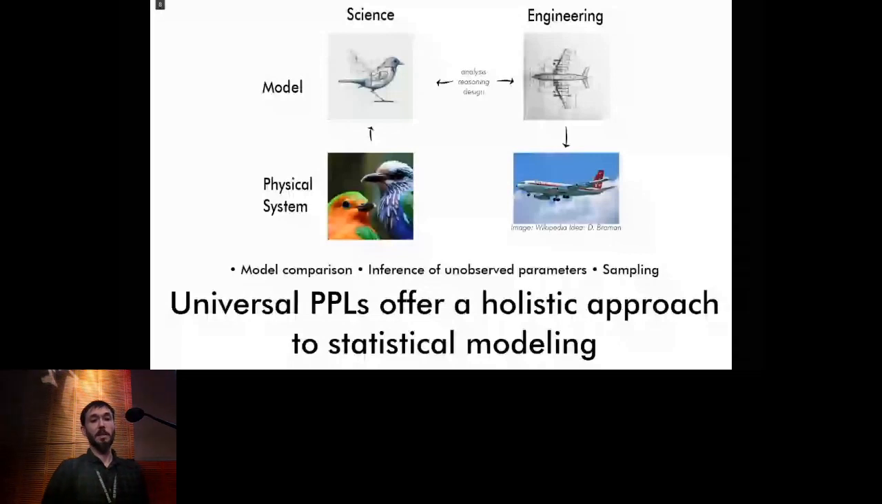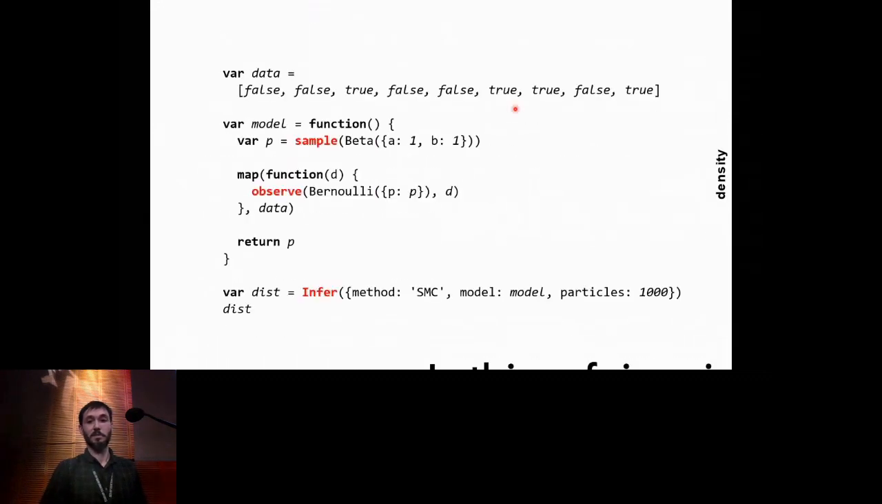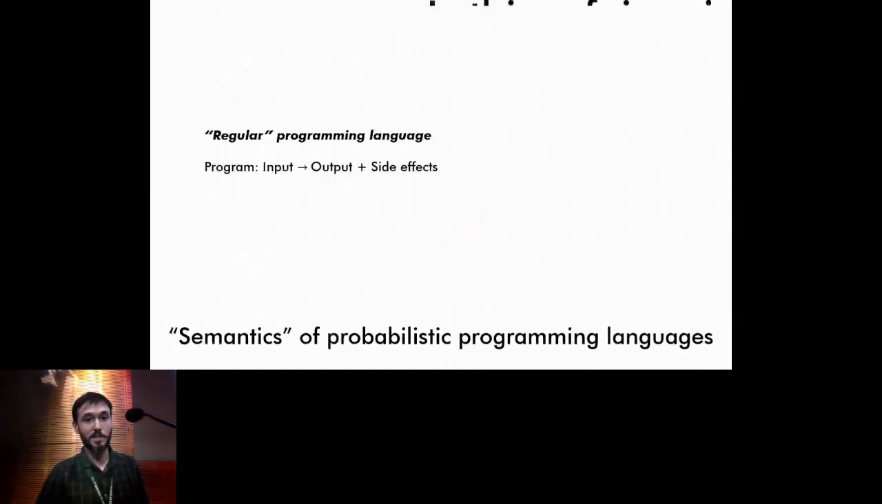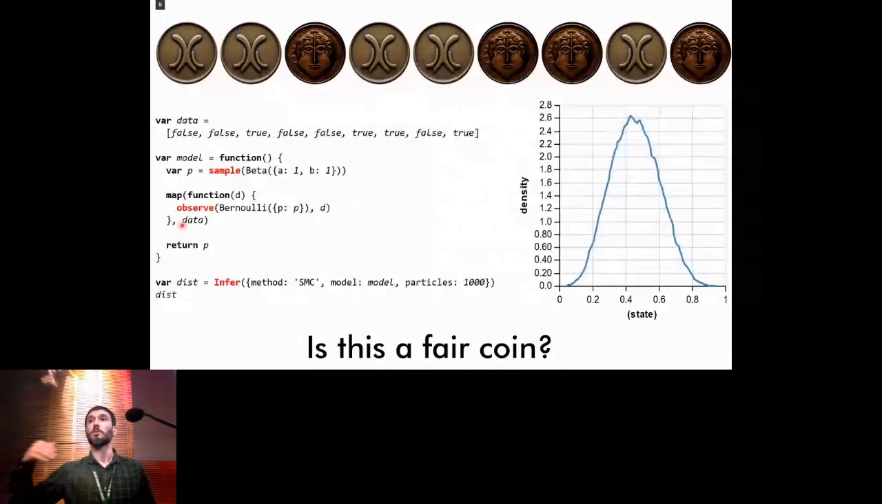Essentially a probabilistic programming language, syntactically, has these keywords: sample, which means to sample from a probability distribution, and observe, which means to condition your computation, the likelihood of your computation, on some data.